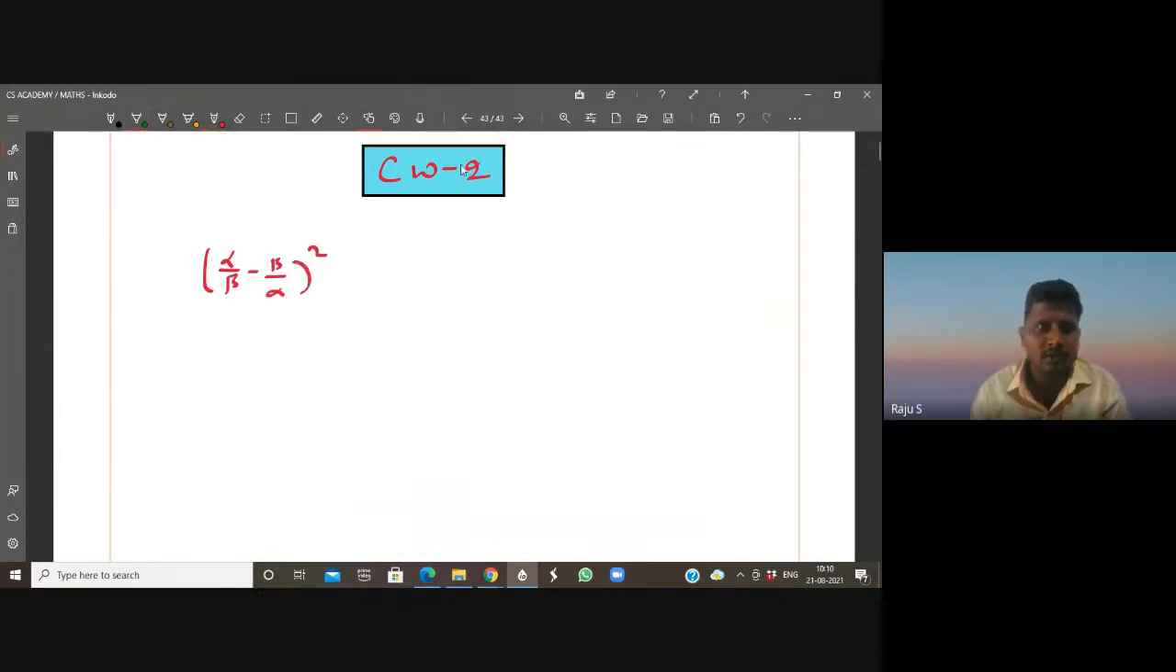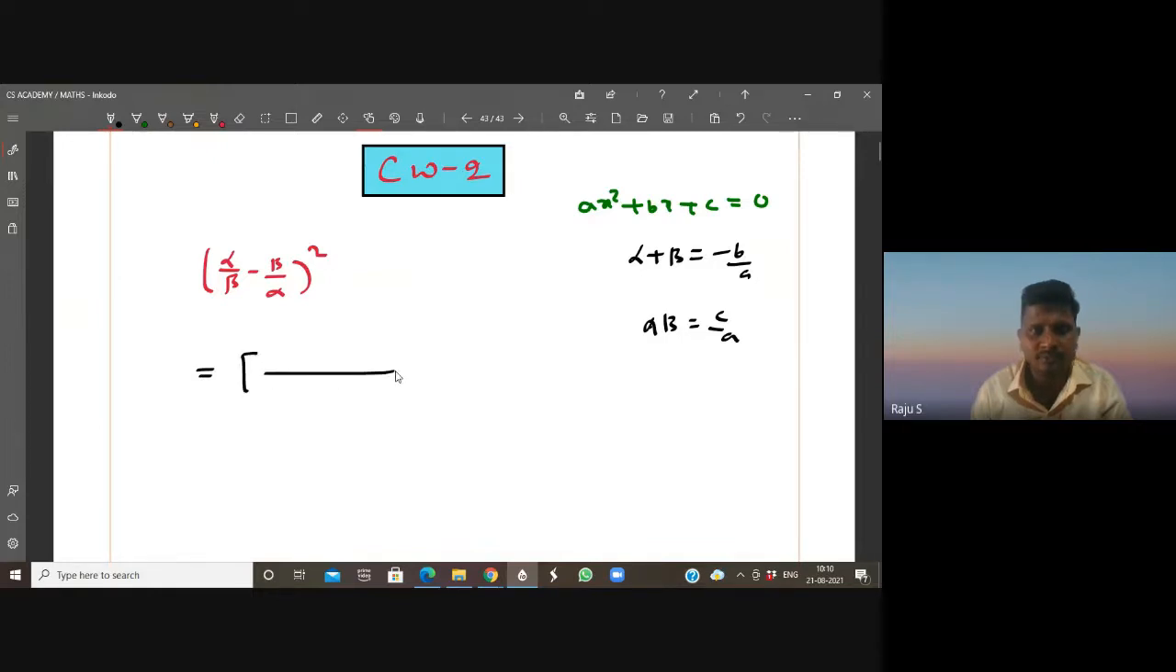For that, ax square plus bx plus c is equal to 0. And clearly they mentioned that alpha, beta are the roots, then alpha plus beta is minus b by a, and alpha beta is c by a. So what shall we do? This is equal to, take LCM. What is the LCM? Alpha beta is the LCM. Alpha square minus beta square.